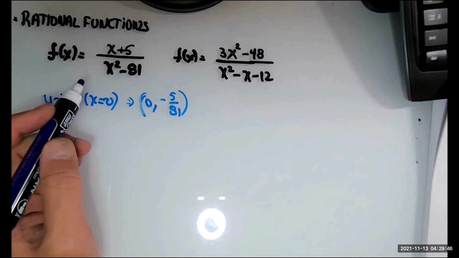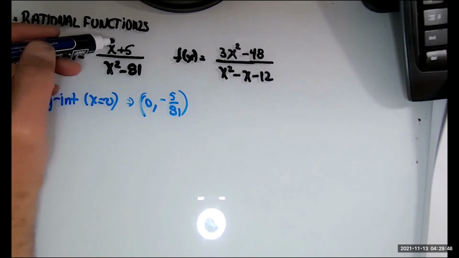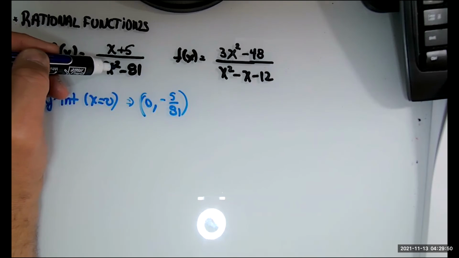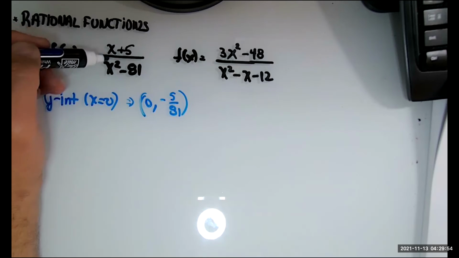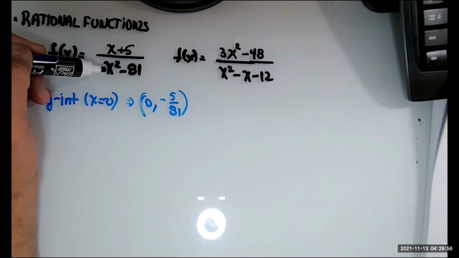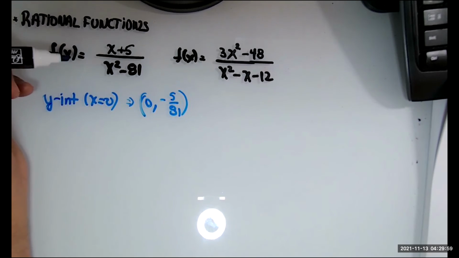Perfect. And the horizontal asymptote, well, the degree here is 1, degree here is 2. The denominator degree is higher than the numerator, so this one will exhibit 1 HA at y equals 0.